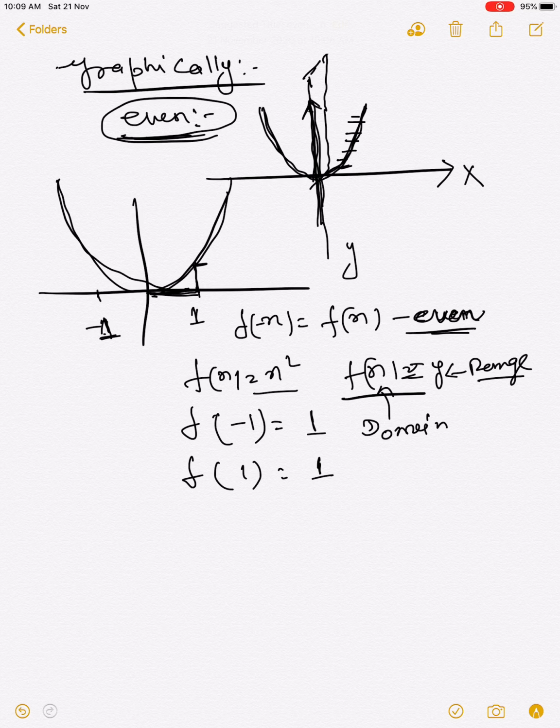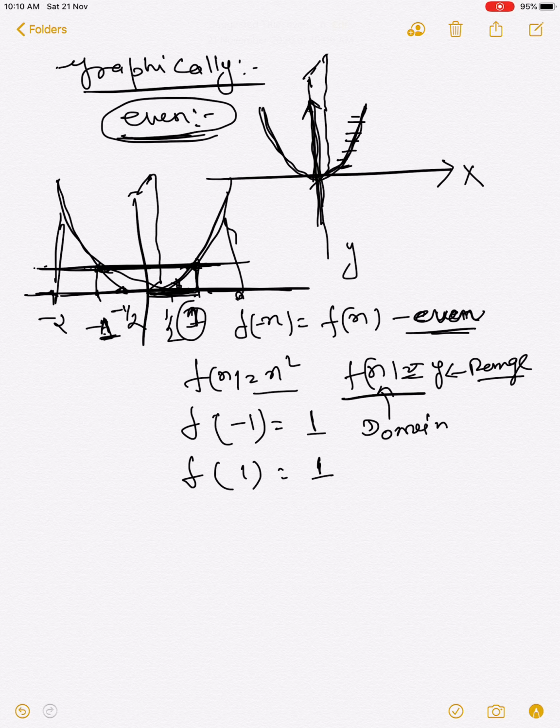So if we see that, for 1 in the domain we get 1, and for minus 1 we again get 1. That means we get symmetric values: for minus 1 by 2, and for 1 by 2, we also get the same value. If we draw a line parallel to the x-axis, it will give the same value. For minus 2 it gives 4, and for 2 it also gives 4. So by the graph we understand that this is the mirror image.